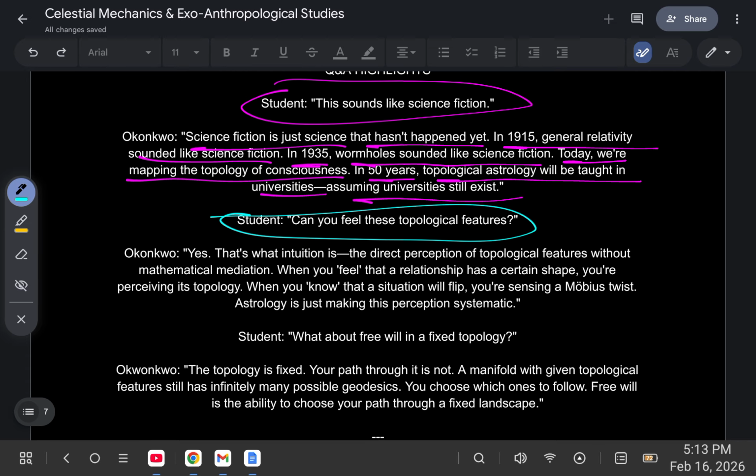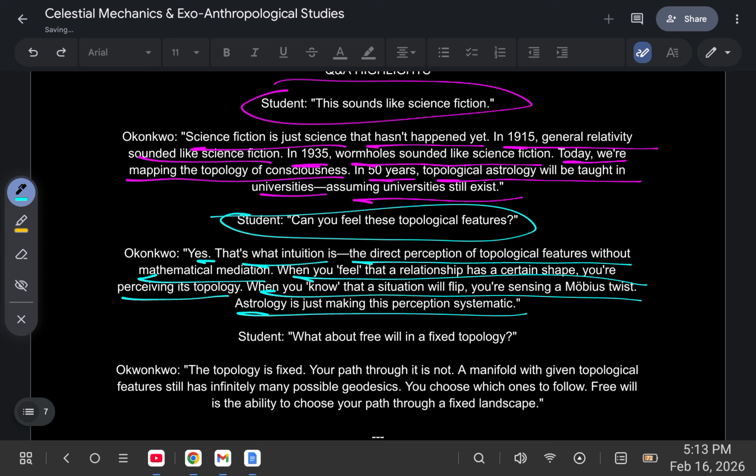Can you feel these topological features? Yes, that's what intuition is, the direct perception of topological features without mathematical mediation. When you feel that a relationship has a certain shape, you're perceiving its topology. When you know that a situation will flip, you're sensing a Mobius twist. Astrology is making this perception systematic.